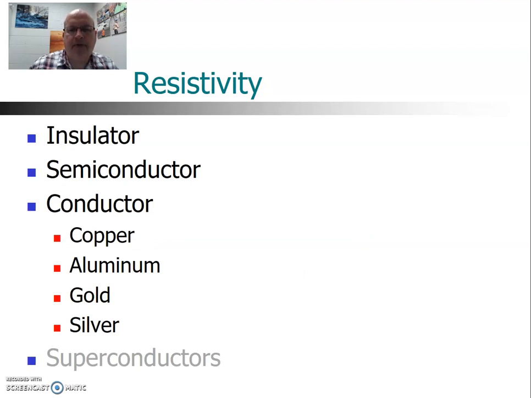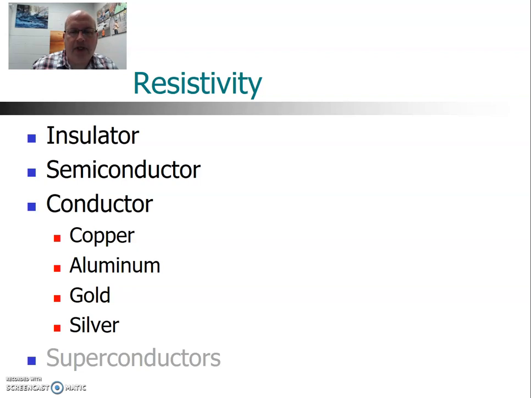So different materials fall into different categories. They might be insulators or they might be conductors. A conductor, of course, as we saw, allows the electrons to move freely from one atom to another. An insulator makes it very difficult for the electrons to move. And a semiconductor lies somewhere between those two. These semiconductors are useful for transistors and diodes and things like that. There's also something else called superconductors, and we'll get to that in a few minutes.